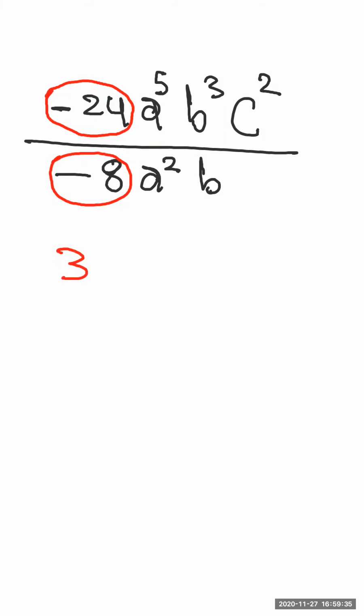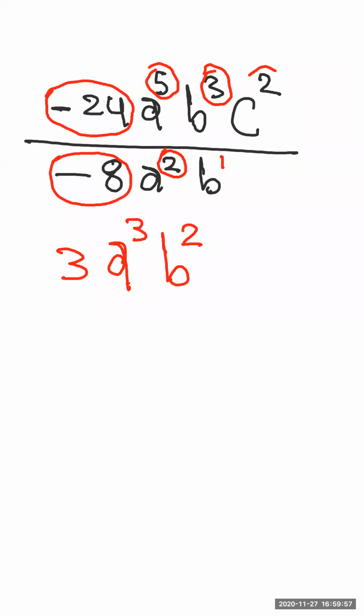Then a at the power of 5 divided by a at the power of 2. Just subtract the indices. So a at the power of 3. Then the next term, b at the power of 3 divided by b at the power of 1, of course. So b at the power of 2.